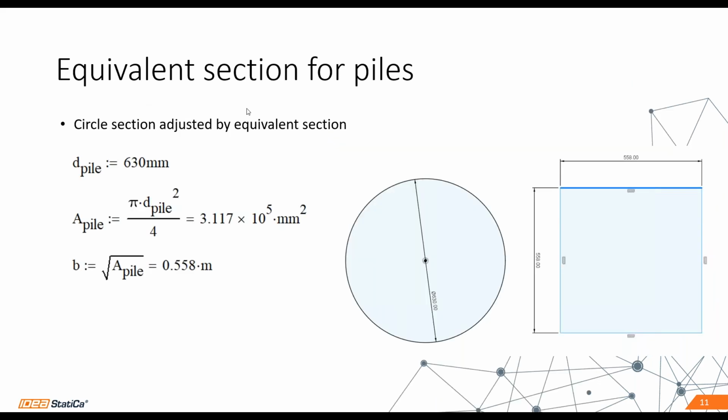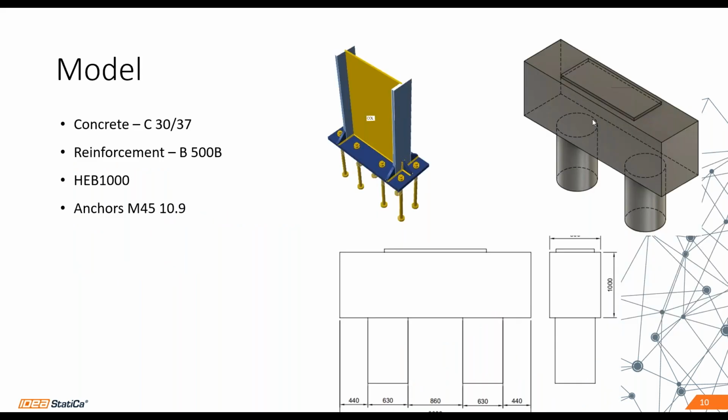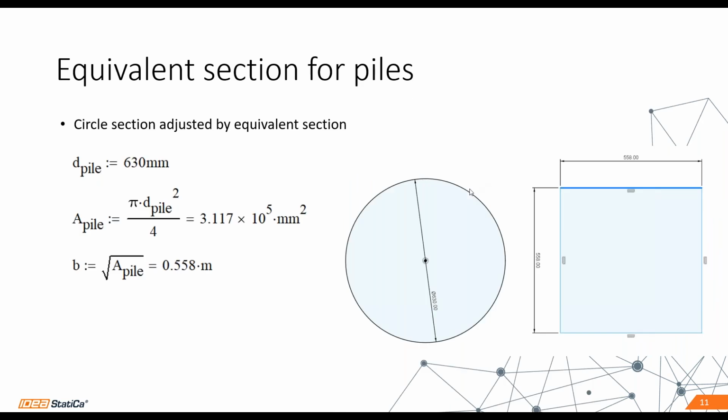and we can jump into the first part, and this is the equivalent section for piles. Generally, you can see that the piles have a circular section. If we are modeling that as a rectangle, we need to create an equivalent section. The equivalent section is based on the derivation from the area. So here is the equation which can be used for finding the dimensions of the equivalent square section.